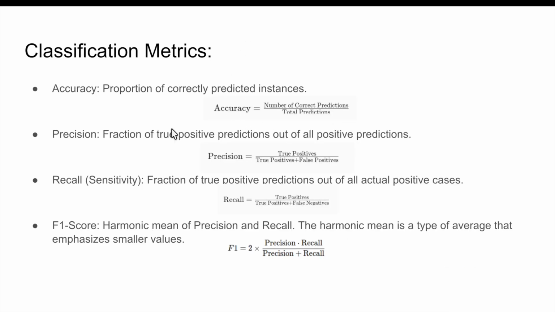Then the classification metrics: there are these four metrics for classification: accuracy, precision, recall, and F1 score. Each of them has its formula. Accuracy is the proportion of correctly predicted instances, so that's correct predictions upon total predictions. Precision is the fraction of true positive predictions out of all the positive predictions. Recall is sensitivity, that is, the fraction of positive predictions out of all the actual positive cases. F1 score is the harmonic mean of precision and recall. Harmonic mean is the type of average that emphasizes smaller values. All right.